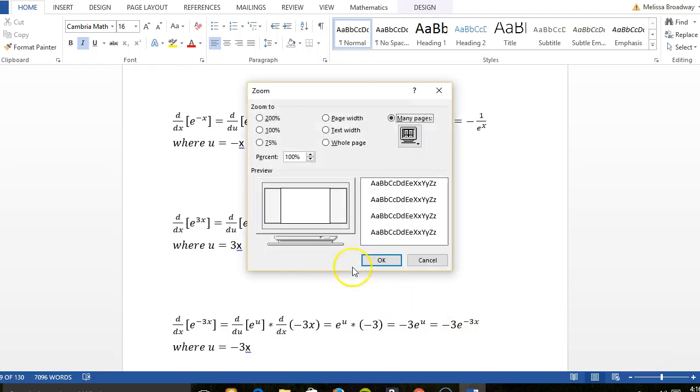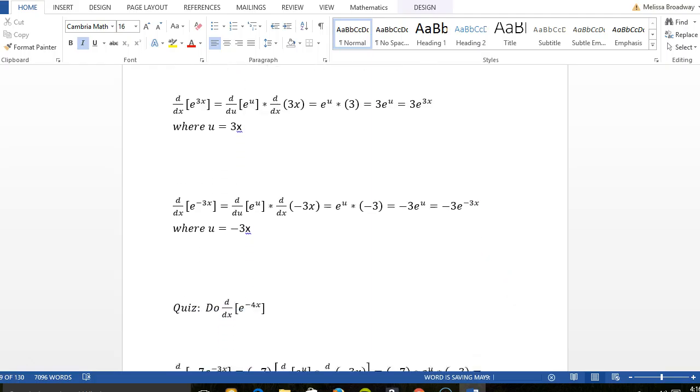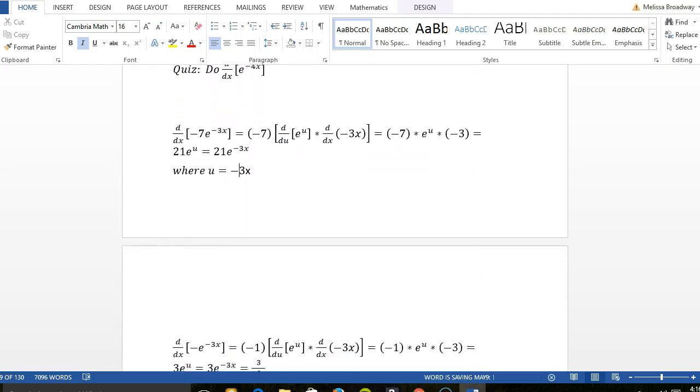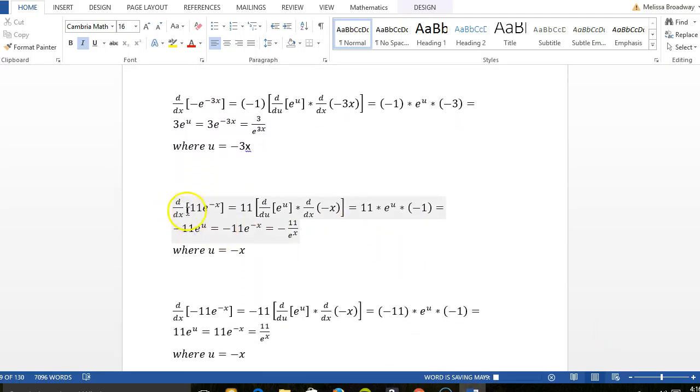And oops. So I'll save that so it won't be messed up later when I have to close it. But anyway, moving on. D by dx of 11e to the negative 1x. That's understood negative 1 times x up here. So that's, yank out the 11, do the chain rule. You'll get the negative 1, and you'll get negative 11e to the u, negative 11e to the negative x, because remember, u is negative x up here. Okay. Now, so there's that.